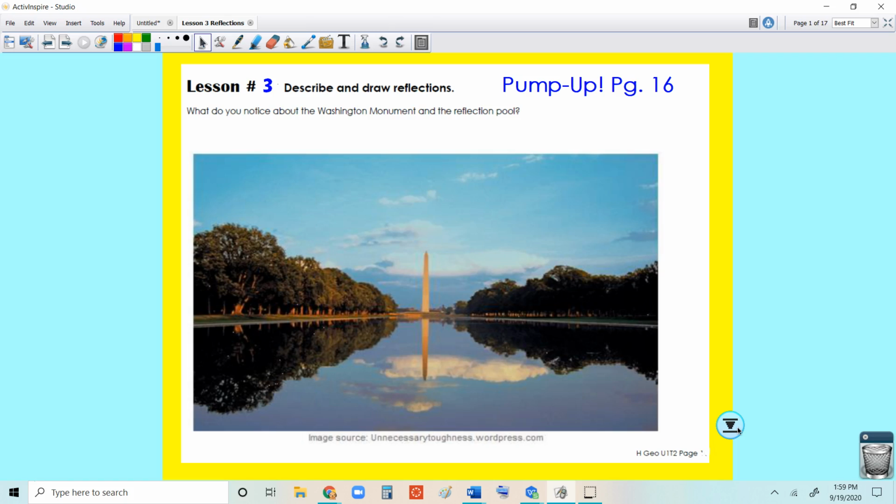Great. So this warm-up: what do you notice about the Washington Monument and the reflection pool? Maybe you noticed there's a reflection in it. Maybe you noticed the Washington Monument is above the water and it's also reflected below the water. Or the tree line, if you look above, reflects down. Kind of neat. The clouds in the sky are reflected down as well.